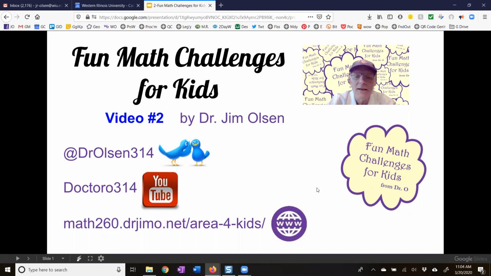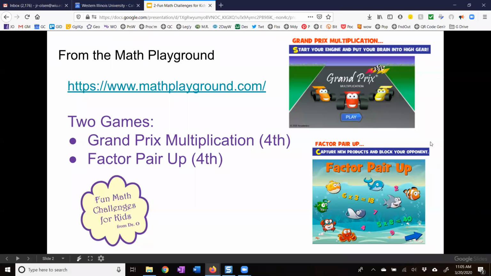I've got two more games for you today on the Math Playground. The first game is the Grand Prix multiplication game. This is for practicing multiplication, and it's going to be against friends or other kids on the internet or the computer. And the second game today is the factor pair-up game, which is a strategy game. And I'll probably be spending most of my time on that.